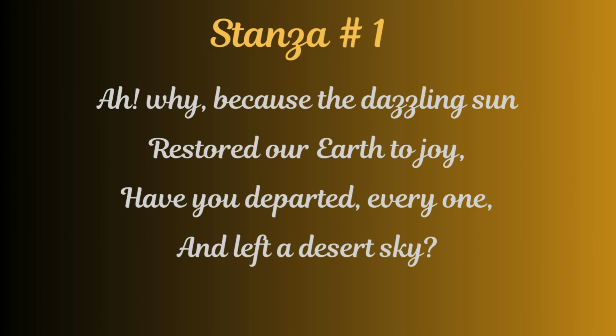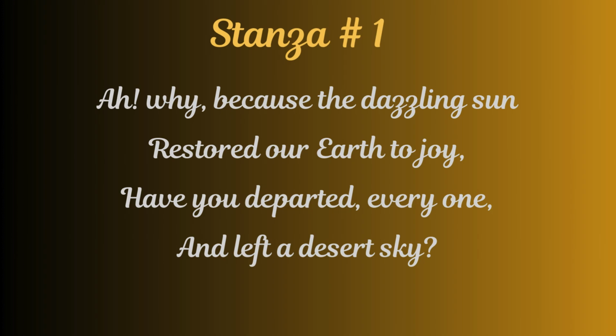In these first two lines, because the dazzling sun restored our earth to joy, he's giving us the imagery that every other aspect of nature, every other thing, is restored to joy due to this sun. Okay, except the poet, because the sun brings life for everything, but the poet is not happy. Why? Have you departed, every one, and left a desert sky? Now he's talking to the stars, and this is our answer, because the stars departed, all the stars departed. That's the reason that he is not happy with the sun.